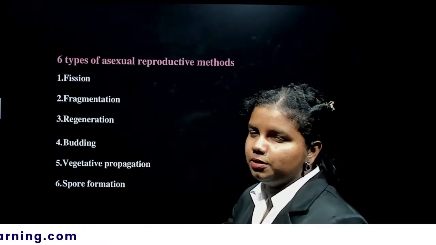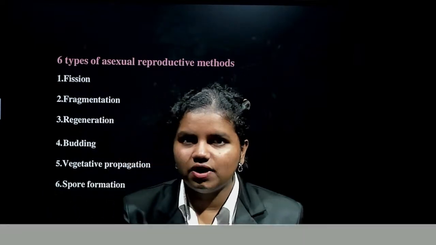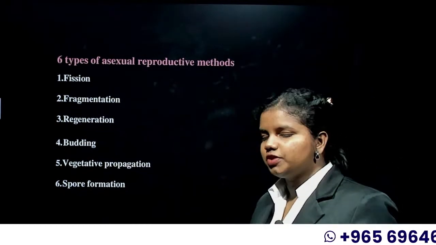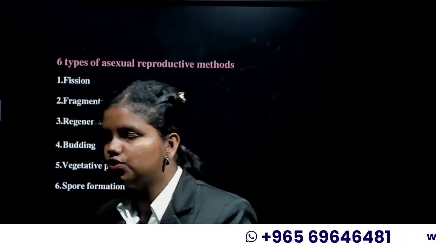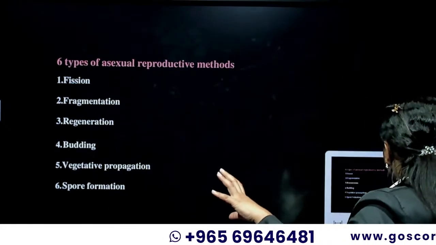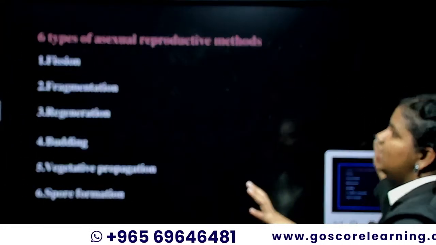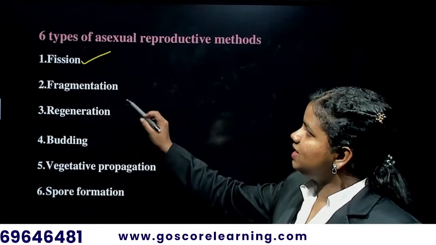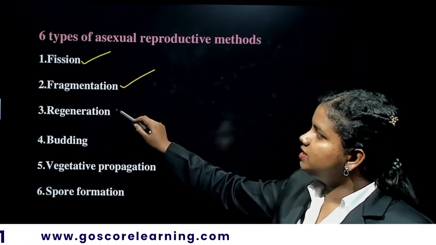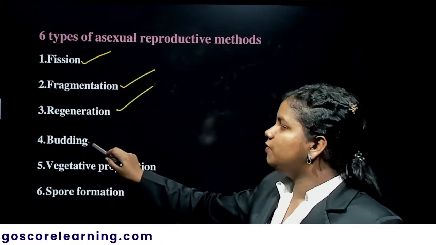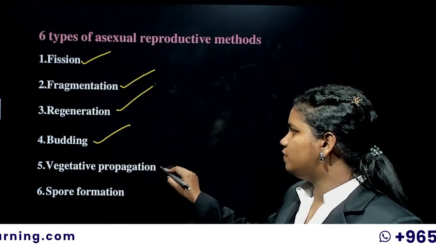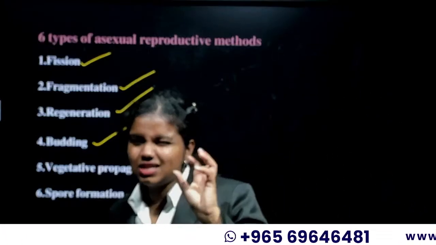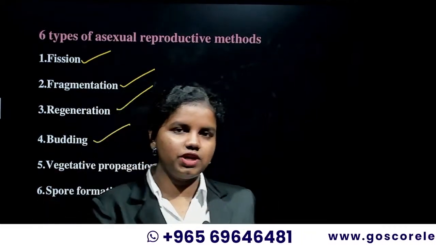Talking about asexual reproduction, where one parent is enough and no gametes are needed, it can be classified into 6 methods according to the NCERT we are studying. The first one is fission. Second one is fragmentation. Third one is regeneration. Fourth one is budding. Fifth one is vegetative propagation. And the last one is spore formation. So these are the 6 methods of asexual reproduction which we have to go through.